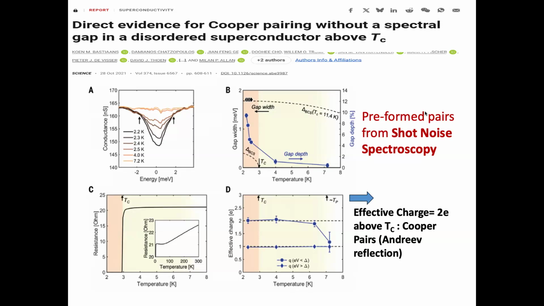It's a great paper. I forget which person gave the talk, but it was just fantastic at the March meeting. If it's online, it's really interesting stuff. By the way, there's another paper out that says there's no way shot noise can tell you if it's pairs or not. So it's all very interesting.